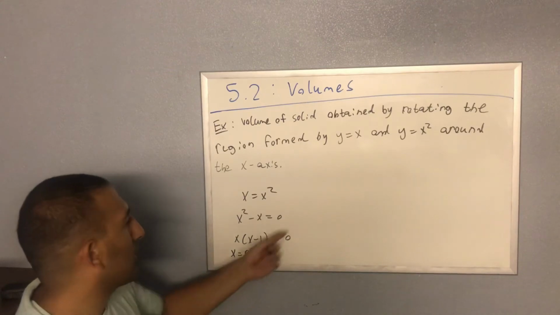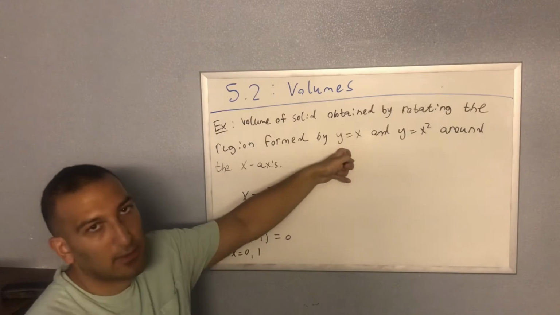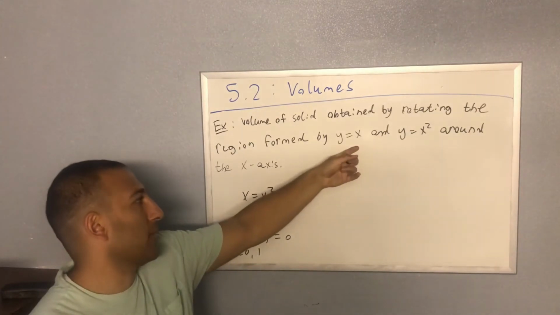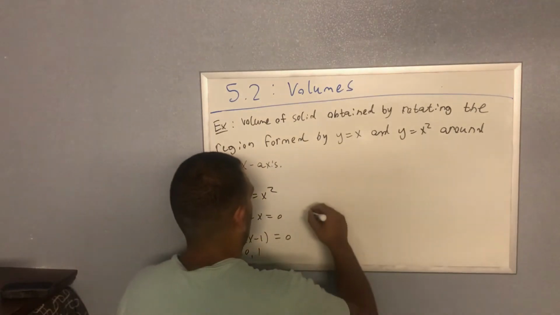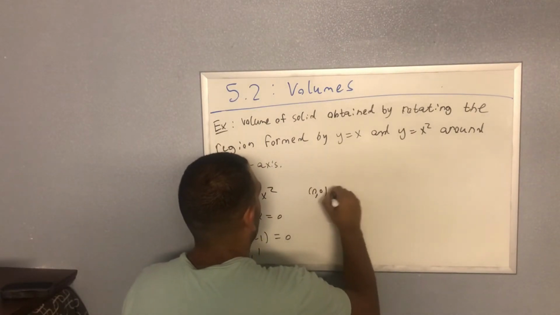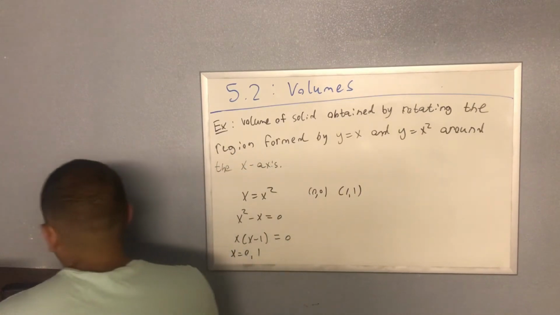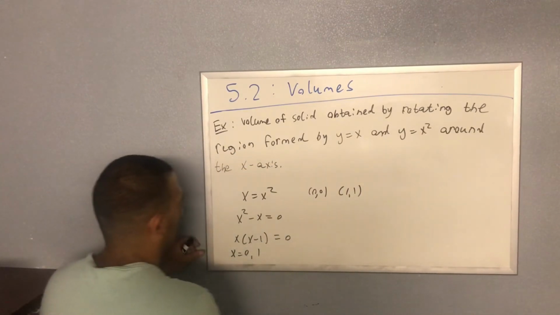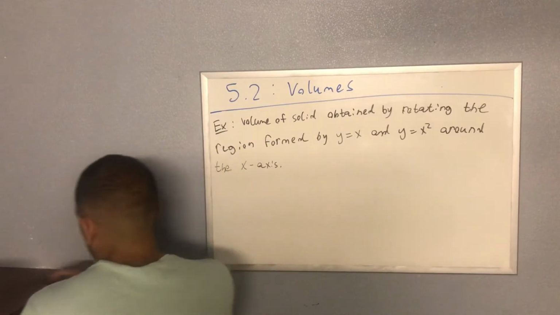And then if you want the y coordinate, you can just stick it into this, and you can see it's the same. So if you stick 0 in here, you get 0. Stick 1 in here, you get 1. So the ordered pairs of intersection are (0, 0) and (1, 1). So they intersect at these ordered pairs. So we see this.